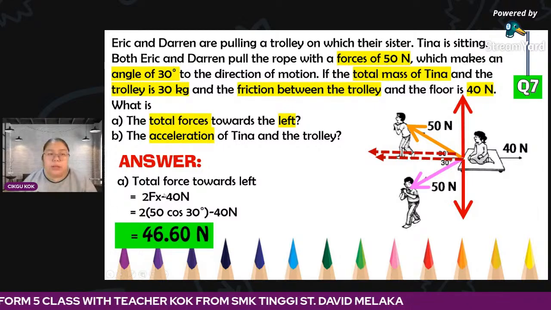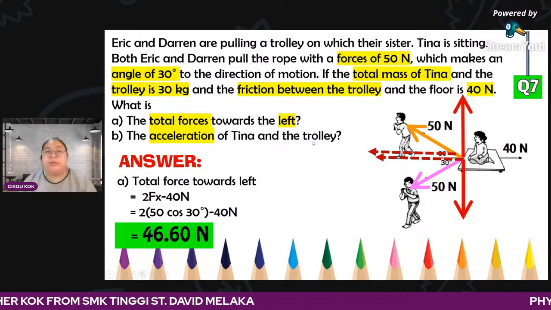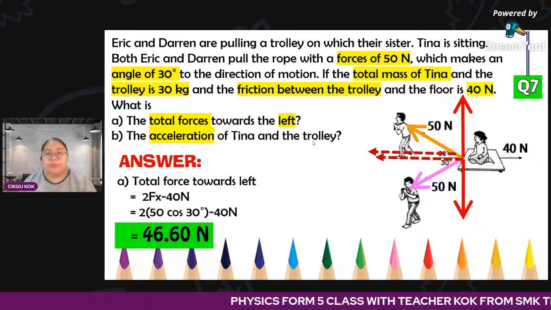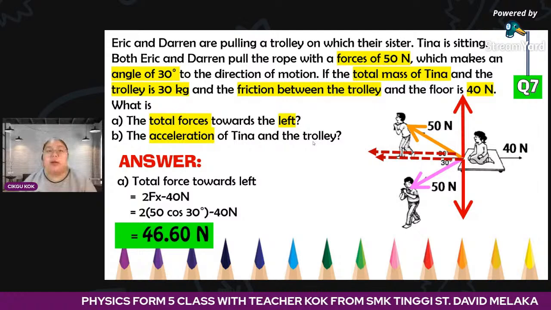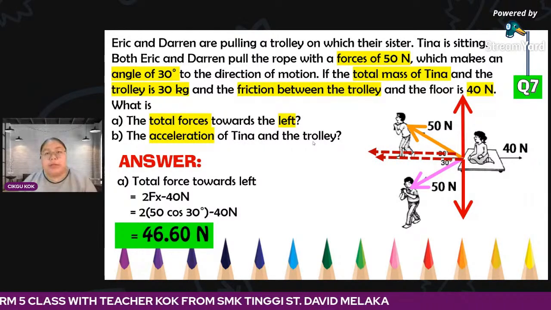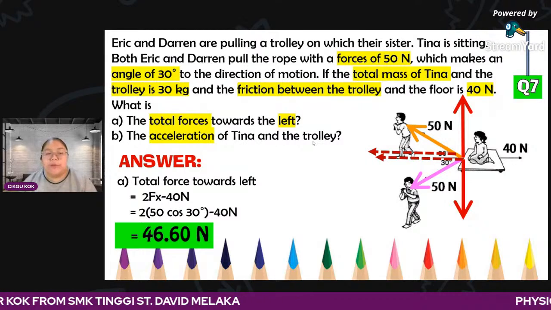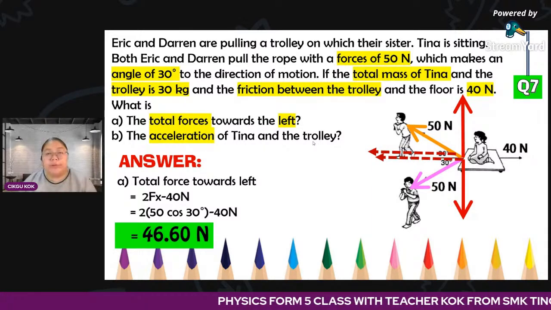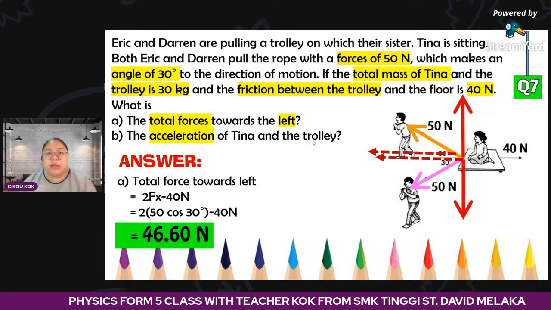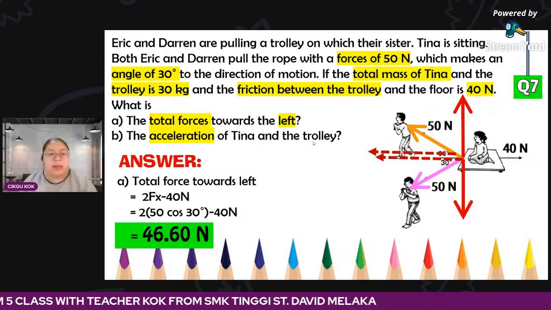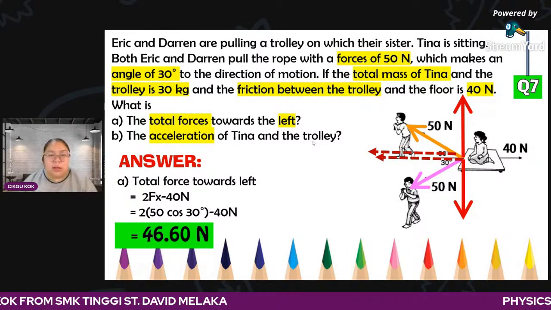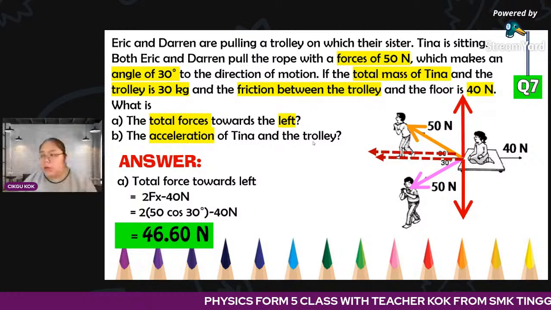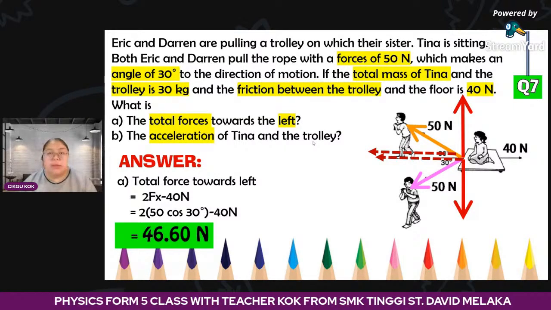Then we go to B, the acceleration of the Tina and also the trolley. So can anybody answer me B? I want to know the acceleration. Okay, thank you, Yiru. Now give me the answer for B, acceleration. Acceleration means finally the trolley still moves in front, to the left. So that means we're still using F equals ma to find the answer. Can anybody straightforwardly give me the answer? Already 11, because later we still got one more question.